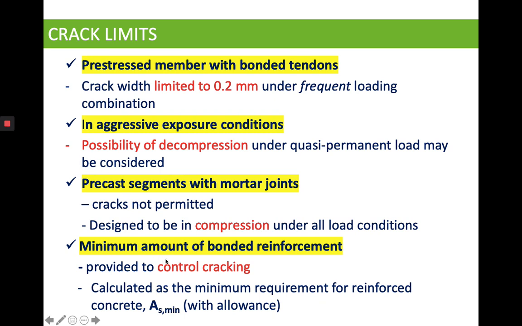Here we consider that our structure is mainly under compression from the pre-stressing tendons. The next one is the minimum amount of bonded reinforcement, which is provided to control cracking. The value is calculated as the minimum requirement for reinforced concrete, As,min. If you still remember, in the RC design we have already calculated this value, which is 0.13%. We use the same value for our pre-stressed concrete design. This will be the minimum requirement of reinforcement to control cracking.